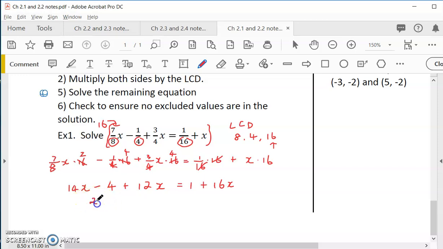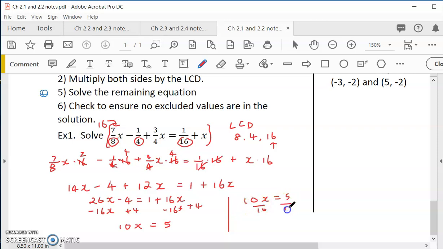This is just a linear equation: 26x minus 4 equals 1 plus 16x. So just like before, we move all the x terms to one side and the numbers to the other side. Plus 4, plus 4. We want the 16x on this side to go, so minus 16x. So I have 10x equal to 1 plus 4, which is 5, right? Then I divide both sides by 10. So x is equal to 5 over 10, which is 1/2.